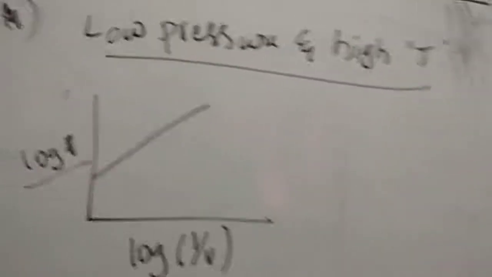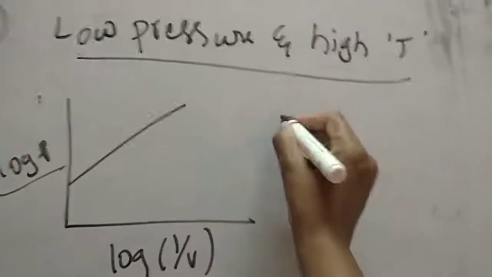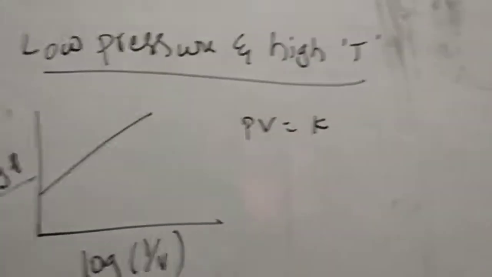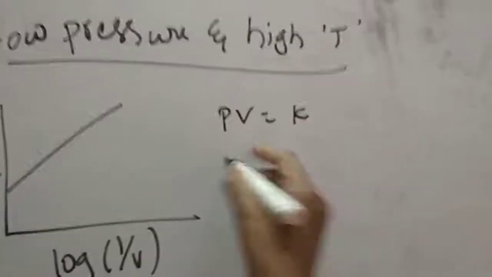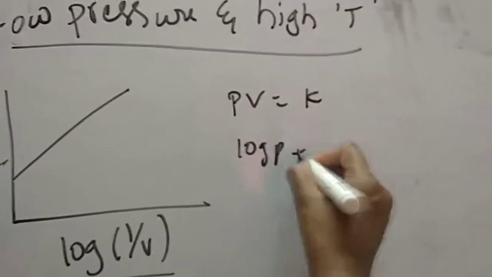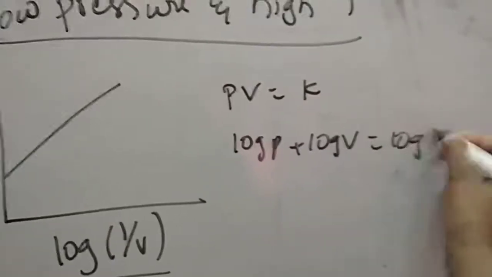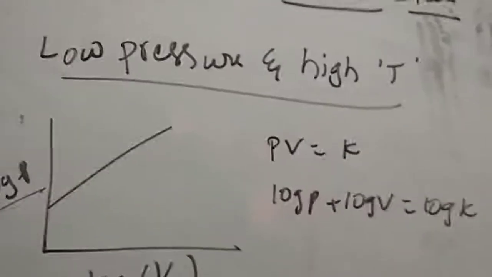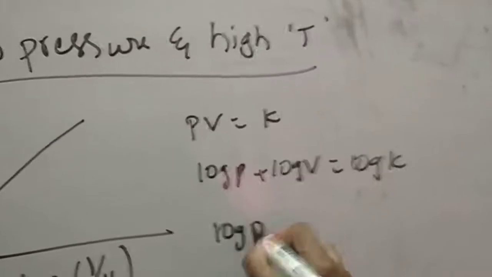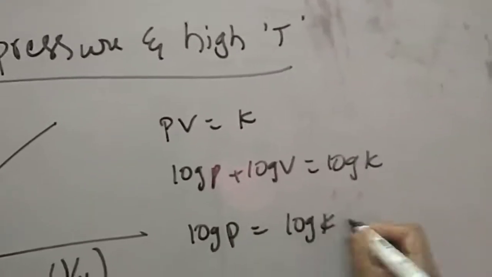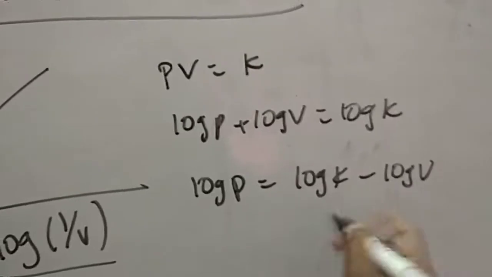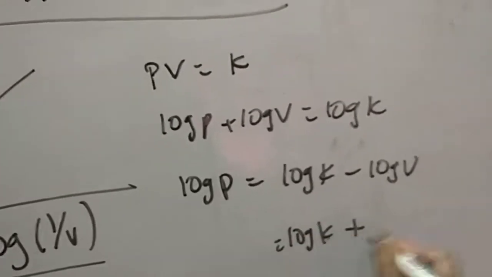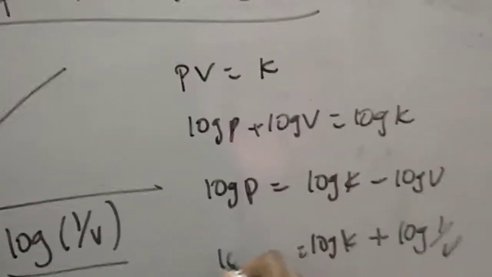So the relation is PV equals K, which is a constant. If you apply the logarithms to this, log AB is log P plus log V, which equals log K. Log P plus log V is equal to log K. Then log P equals log K minus log V. Instead of this log K minus log V, can I write log K plus log 1 by V? So I am drawing the graph between log P and log 1 by V.